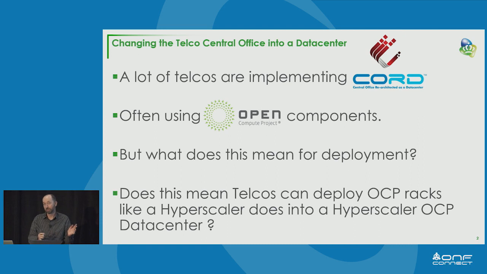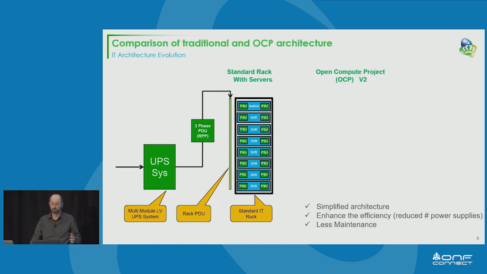So what we're doing in CORD is we're changing a central office into a data center, like a hyperscaler would use. But the hyperscaler has a certain way of rolling out racks into their data centers. So the question is, if we change our central office into data centers, can we use the same concept which hyperscalers have? First of all, a small explanation of the difference between a standard rack with servers and switches in it compared to the open compute version of it. And in this case, I'm talking about the Open Compute V2 version of the racks.